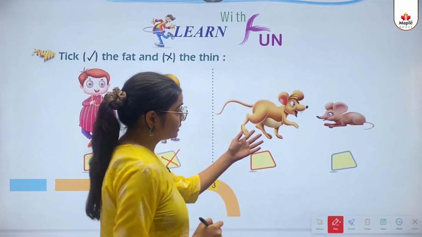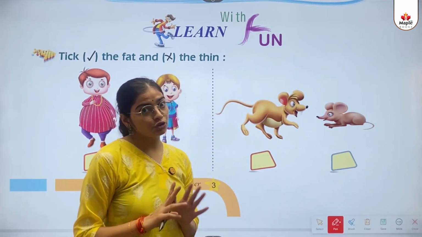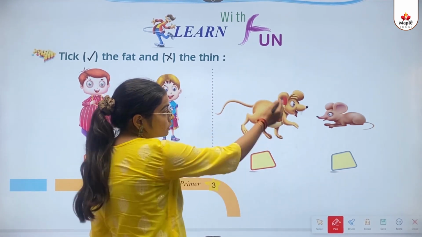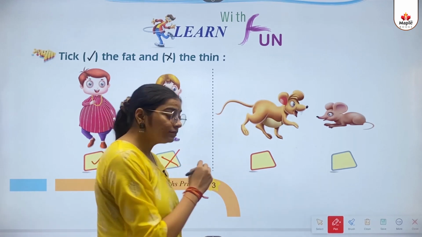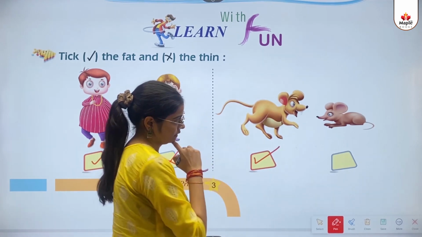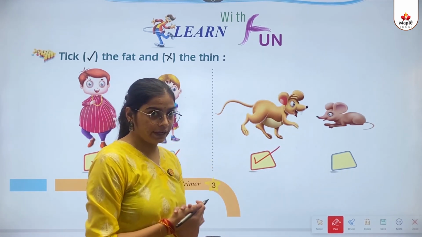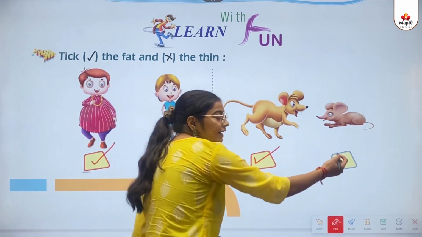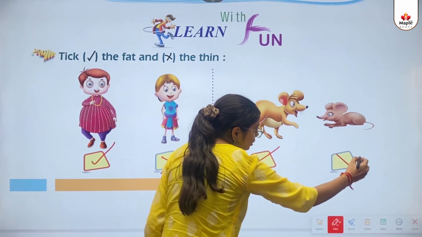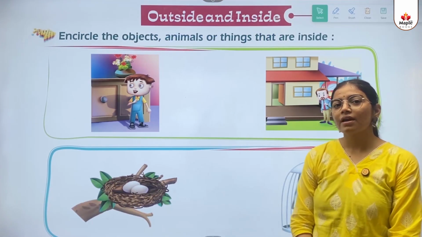Then, you can see this picture has two mice. The first one is the fat one. So, we'll tick on this. And the second one is the thin one. So, we'll cross on this.